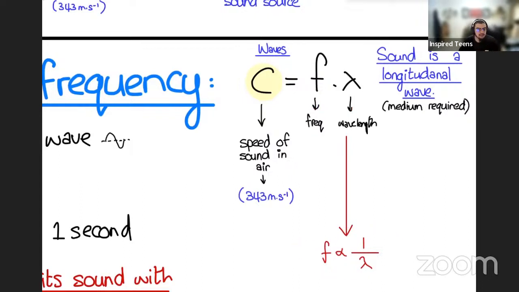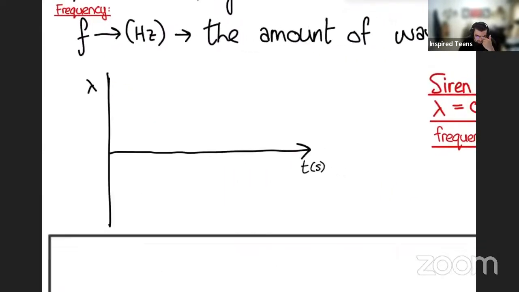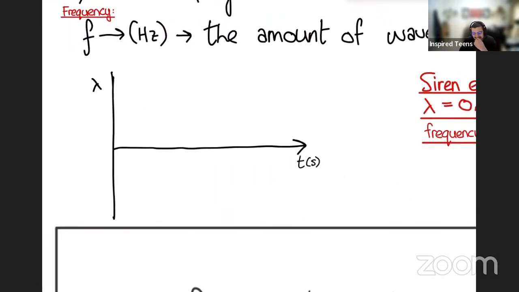The bigger the frequency, the smaller the wavelength. The bigger the wavelength, the smaller the frequency. Now, I want you to understand this concept, so we're going to discuss it in terms of this diagram. I'm going to put a 1 second marker here. The first thing we're going to discuss is period versus frequency.